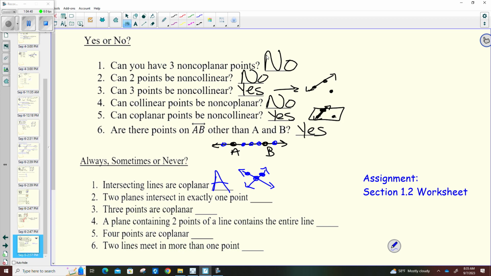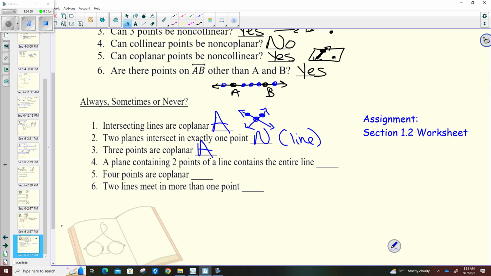2 planes intersecting exactly 1 point. Never, because what do 2 planes intersect in? Absolutely. 3 points are coplanar. Always. A plane containing 2 points of the line contains the entire line.